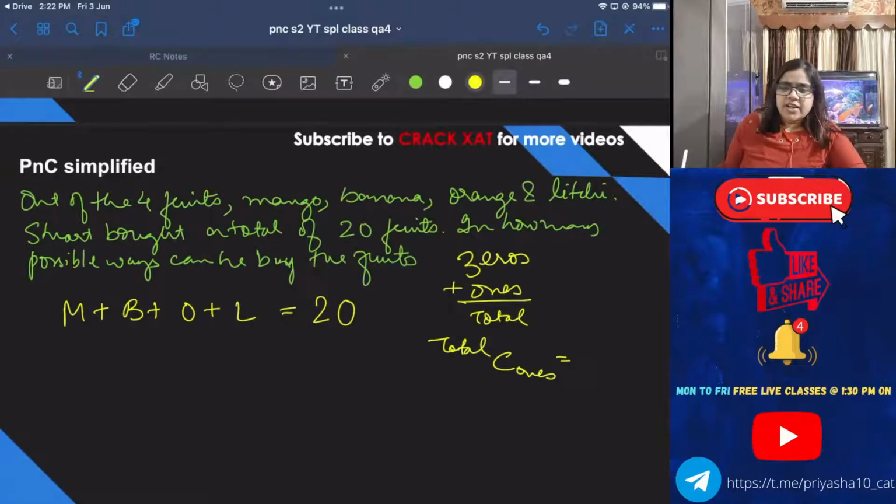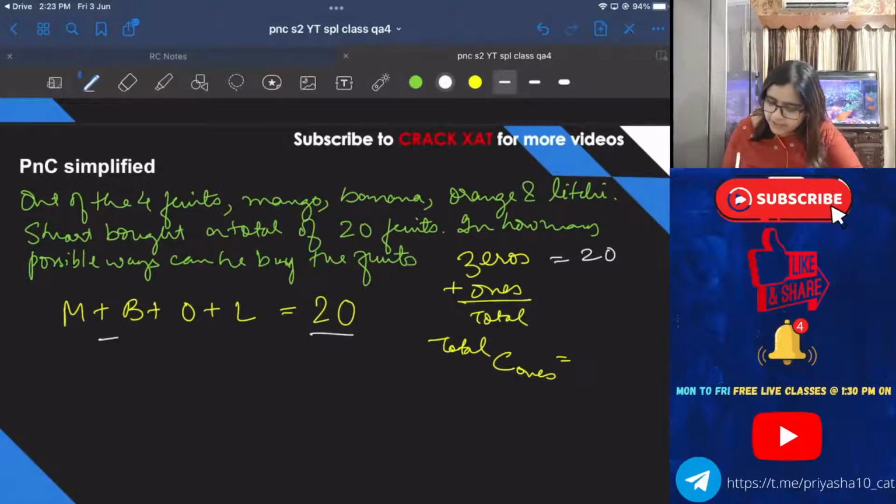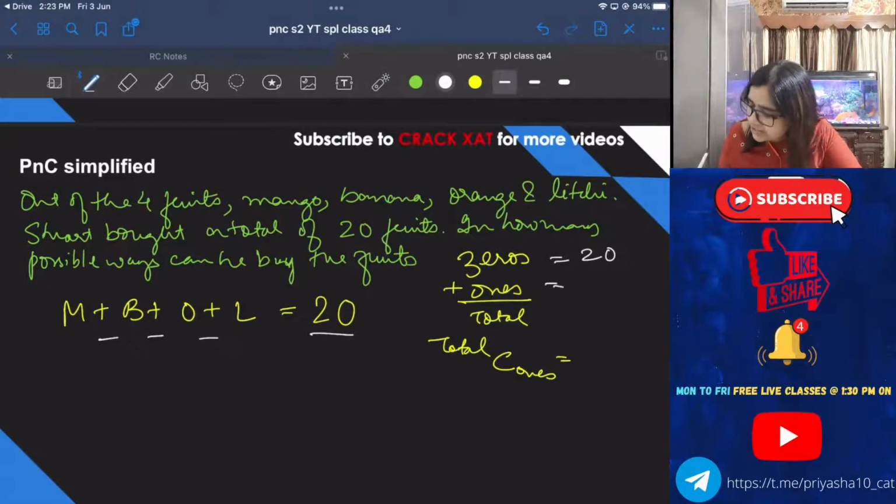Avinash, what did you do? Did you find C or P? What did you do? Very close, G's. The number on the right hand side, I repeat, the number on the right hand side is the number of zeros I have. So the zeros are 20. The number of operators or the plus signs I have is the number of ones, that is 3. The total will be 23.